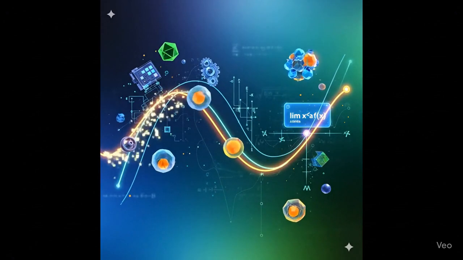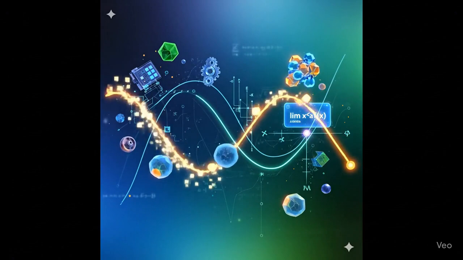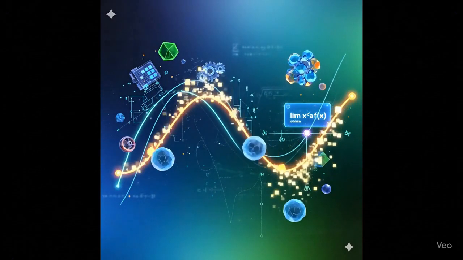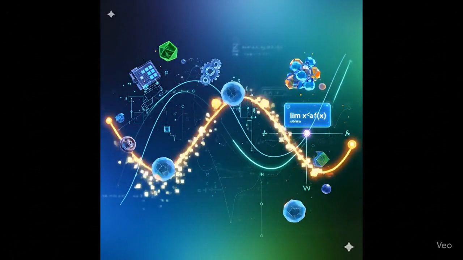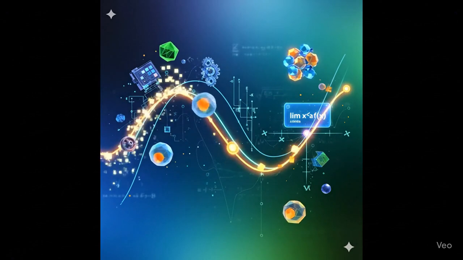Okay, but things aren't always that nice and simple, right? What happens if using that plug-in rule gives you something problematic, like 0/0, 0 divided by 0? What does that mean? Does the limit just not exist?